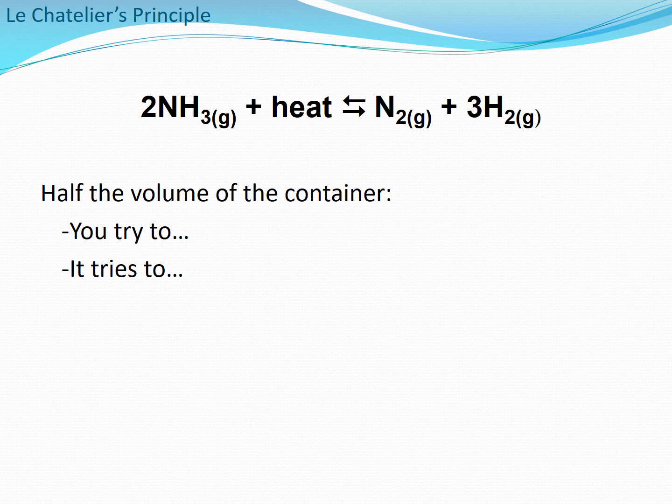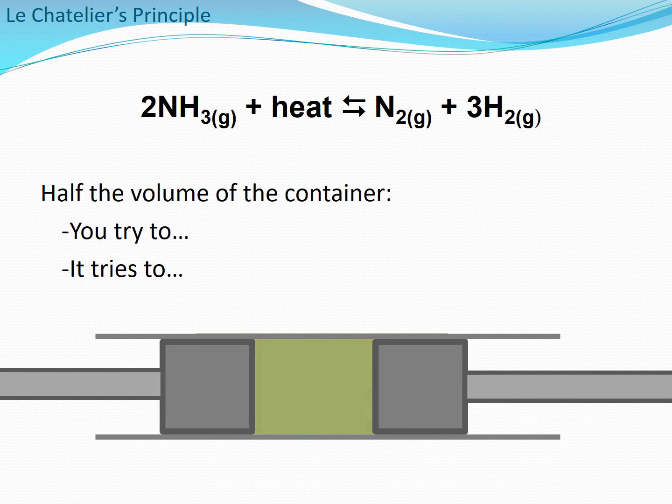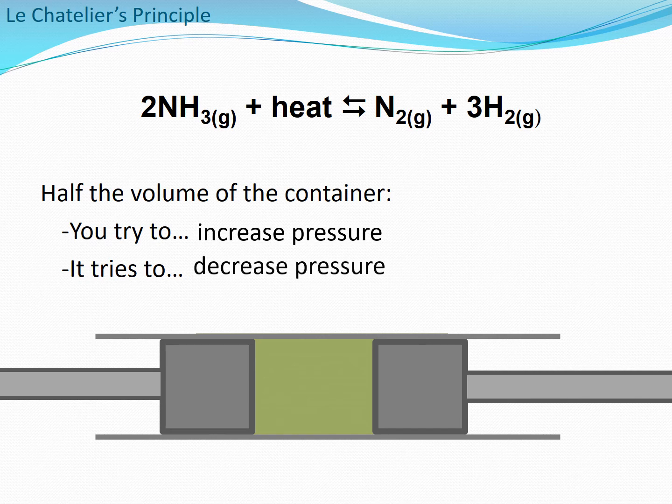Half the volume of the container. Well, let's bring those pistons back in here. If we're halving the size of the container, those pistons are going to squeeze that gas together. So that means I am trying to increase the pressure, and the system will then try to decrease pressure. In order to decrease pressure, it will shift to the side with less gas. Again, less gas means less pressure.